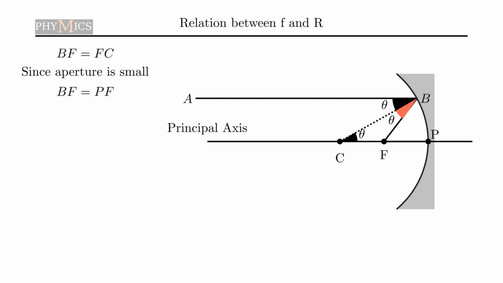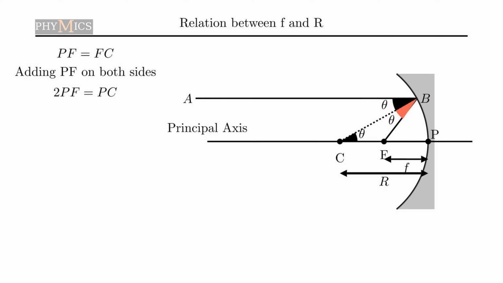Therefore, we can write segment PF equals segment FC. Now adding PF on both sides to this equation, we get PF plus PF equals PF plus FC, which becomes twice of segment PF equals PC. As segment PF is equal to focal length F and PC is equal to radius of curvature, that is R, the relation becomes twice of focal length equals radius of curvature, which is the required relation.